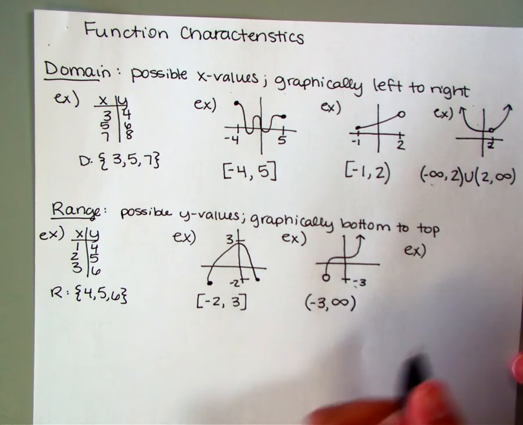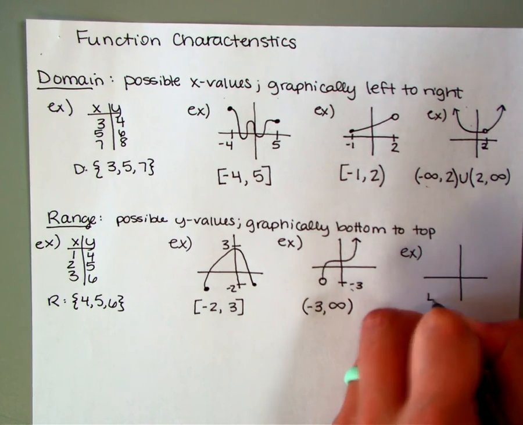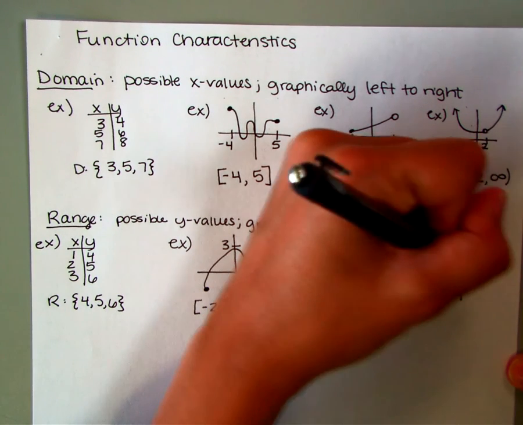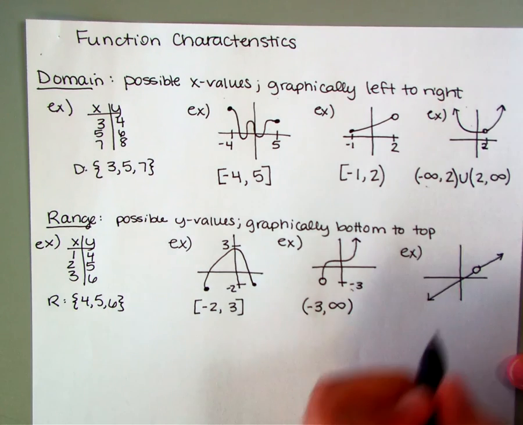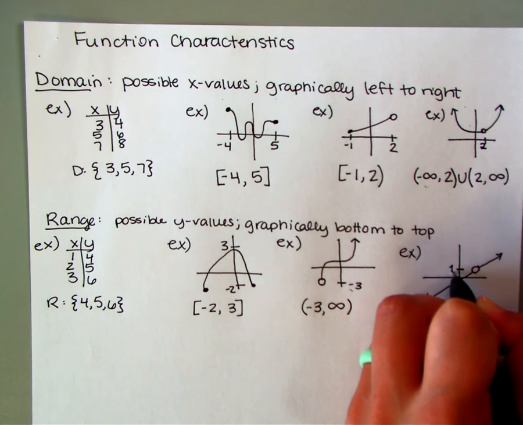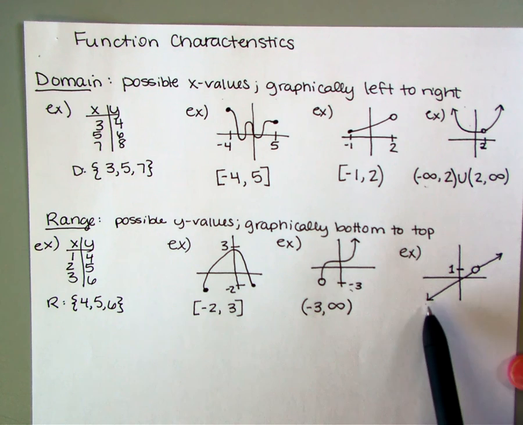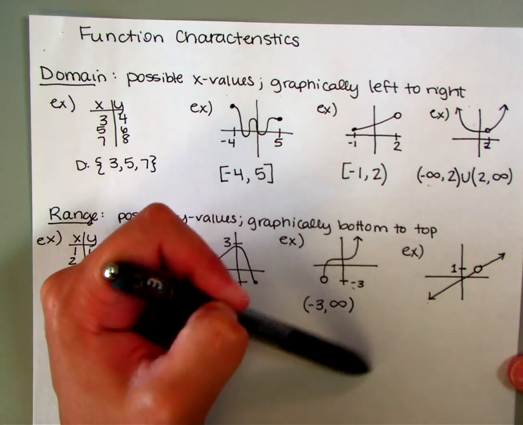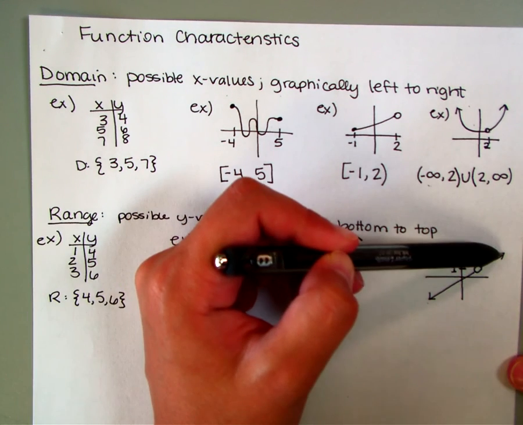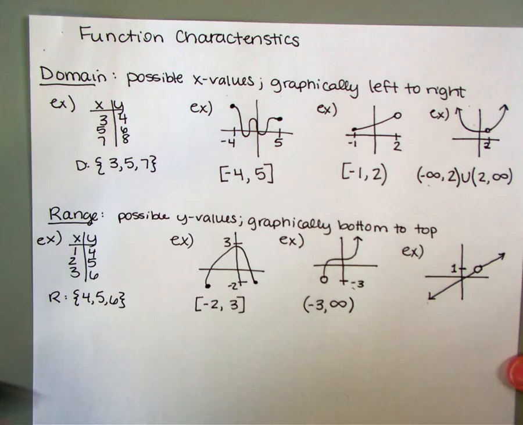We'll look at one more. We'll have a discontinuous function. We'll just make it a linear function. And so this range, we're still looking bottom to top. This arrow tells me I'm going forever in the negative direction. I'm going forever down. And then this arrow tells me I'm going forever up in the positive direction. So range is really helpful with your end behavior, and we'll get to that a little bit later.